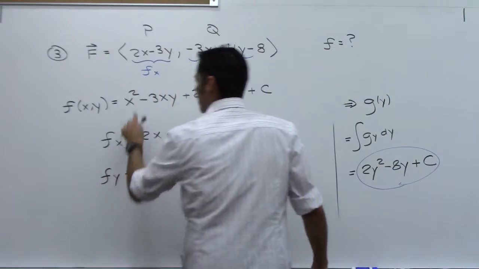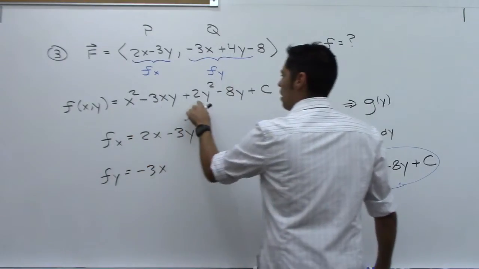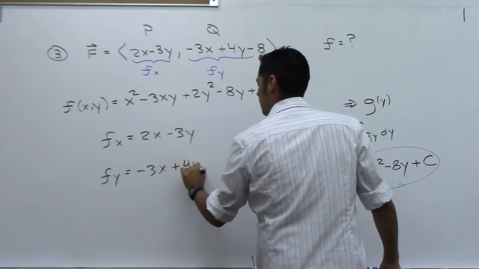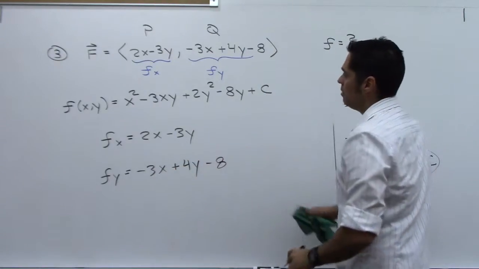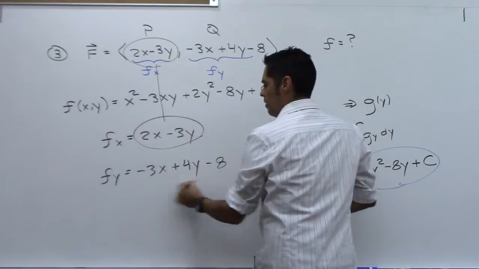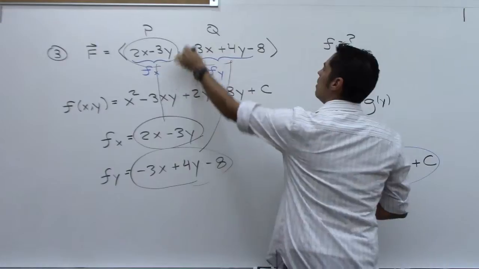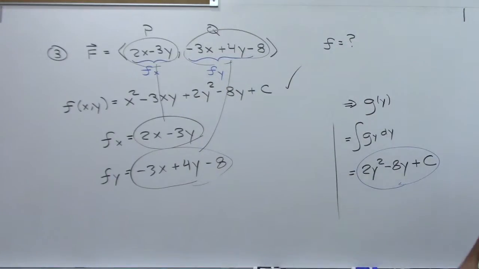Partial with respect to y, 0, negative 3x, plus 4y, minus 8, derivative of a constant is 0. So let's see, do they match? This is this, and this is this. So that's it. That was right. That was the potential function.